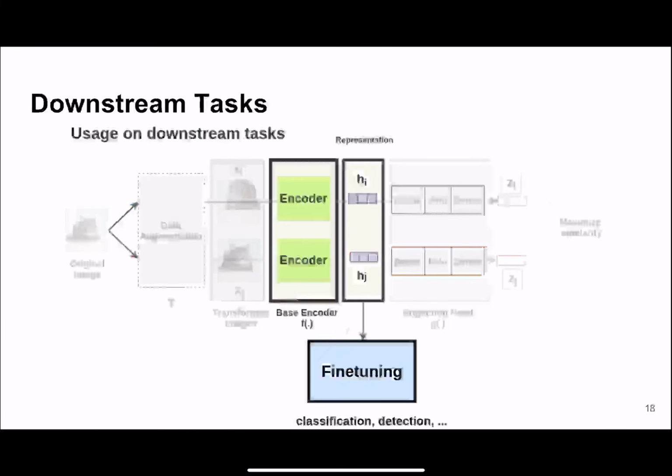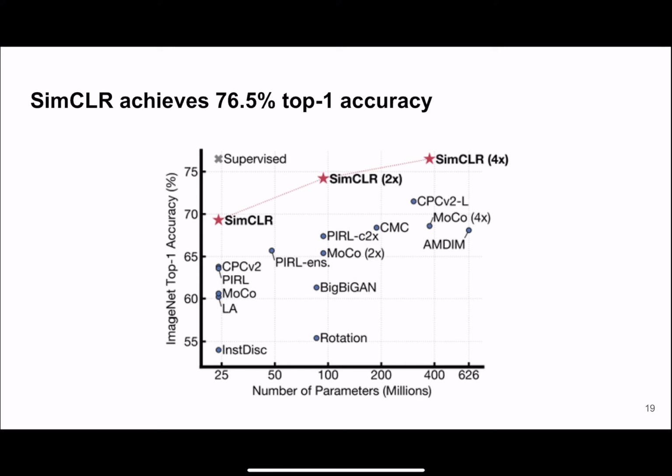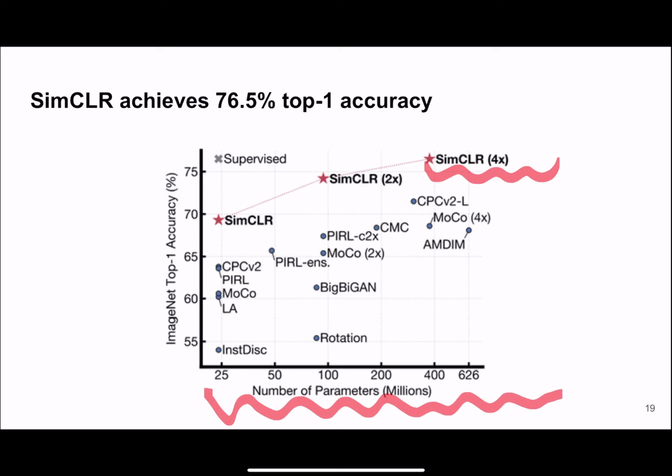After pre-training on the unlabeled images, we can either directly use the output of the CNN as the representation of an image, or we can fine-tune it with labeled images for downstream tasks. Despite its simplicity, SimCLR greatly outperforms other self-supervised models. It achieved 76.5% top 1 accuracy on the ImageNet dataset. Also, the performance increased as the number of parameters increased.